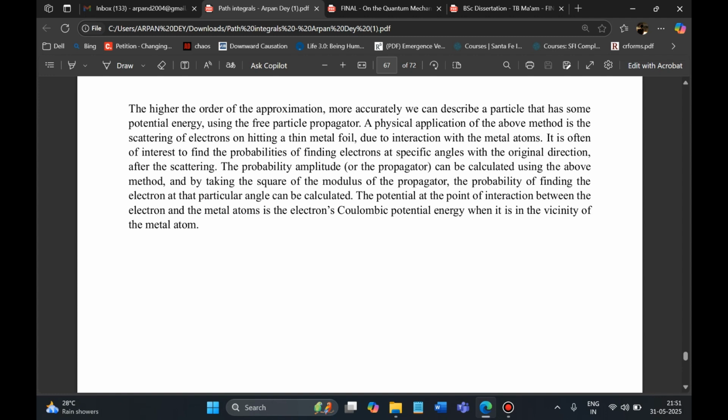Now the probability amplitude of the propagator can be calculated using the above method, and by taking the square of the modulus of the propagator, the probability of finding the electron at a particular angle can be calculated. So the potential at the point of interaction between the electron and the metal atoms is the electron's Coulombic potential energy when it's in the vicinity of the electron of the metal atom. Just what I said.